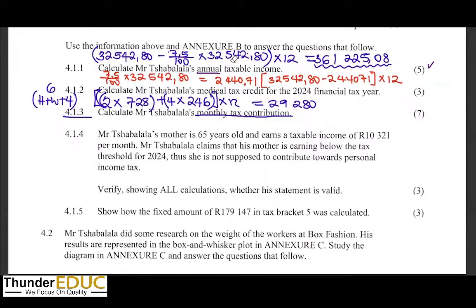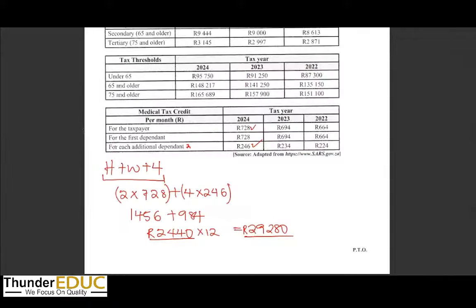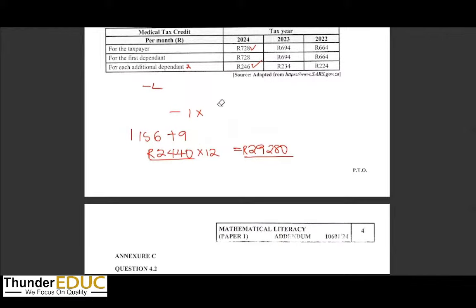So we have to keep the taxable income that we put in 4.1.1. We have to keep it and we take it to the other side. Then we're going to do the calculation using the table. Allow me to do the calculations here because on the other side I never had enough space. But as long as you know we are doing question number 4.1.3, which is about tax paid per month.